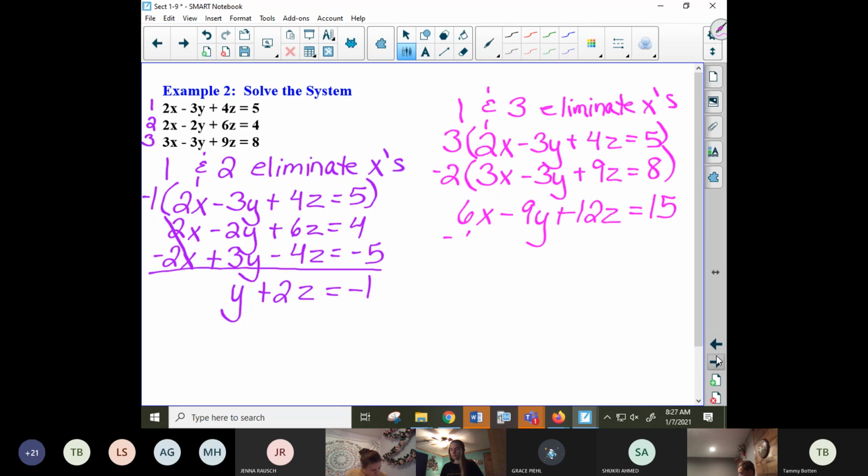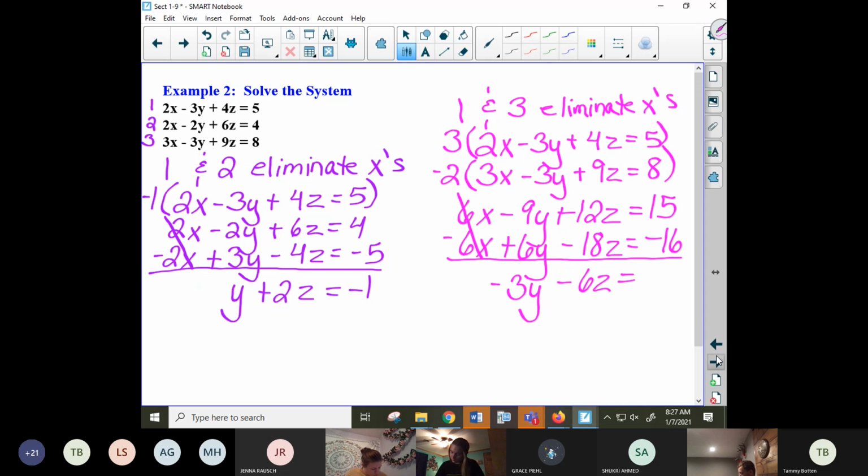-2 times 3x is -6x. -2 times a -3y is +6y. -2 times 9z is -18z, and -2 times 8 is -16. My x's cancel. Negative 9y plus 6y is negative 3y. 12z minus 18z is minus 6z. And 15 minus 16 is negative 1.